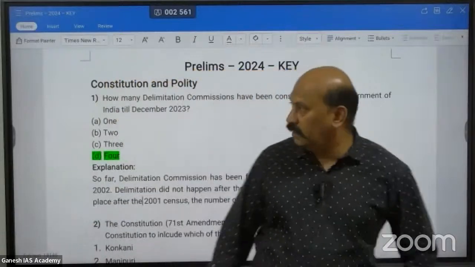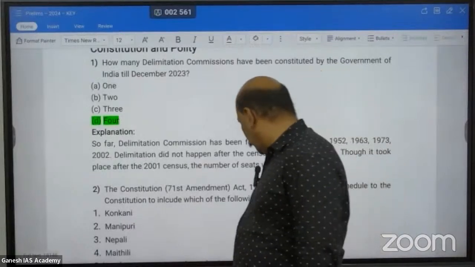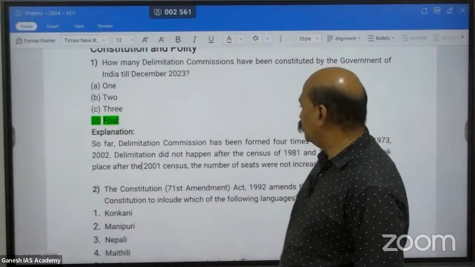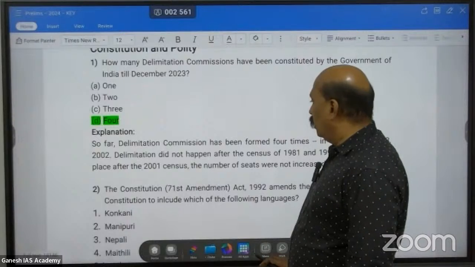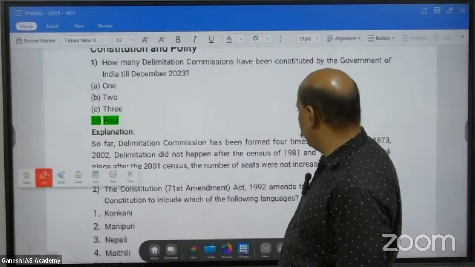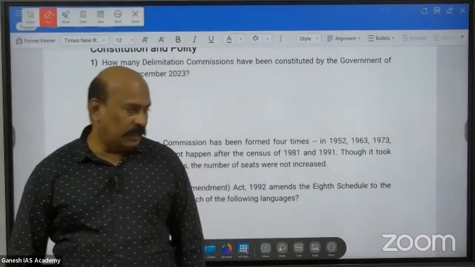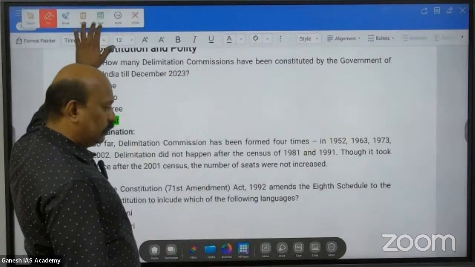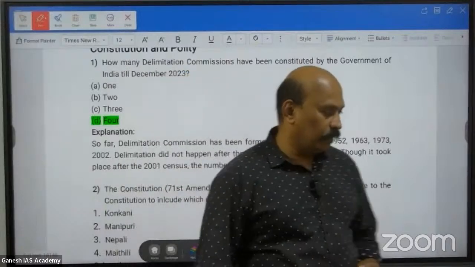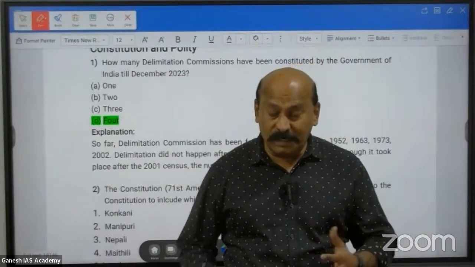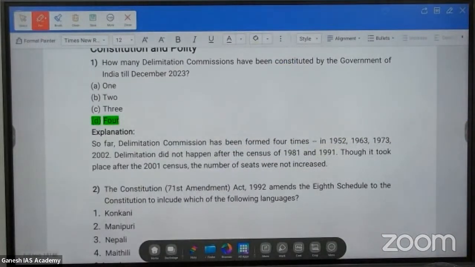The first question is, how many delimitation commissions have been constituted by the government of India till 2023? There have been four delimitation commissions constituted until now: 1952, 63, 73 and 2002. This year there has been a lot in the news about whether the number of seats in the parliament will be extended or not. So this is purely a question relating to current affairs, right?